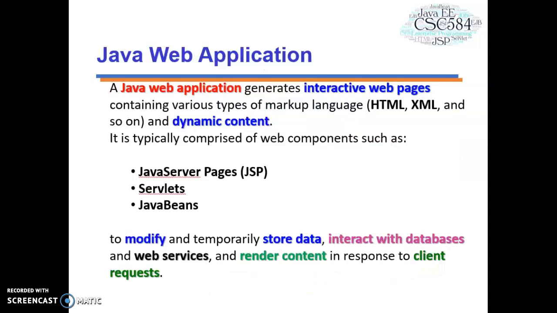So in JavaEE, we can develop a Java web application that generates interactive web pages containing various types of markup language, such as HTML, XML, and HTML5, and also dynamic content. In web components, we have JSP, Servlet, and also JavaBeans. These components modify and temporarily store data, interact with databases and web services, and render content in response to client requests.